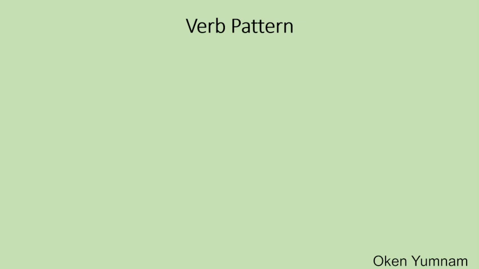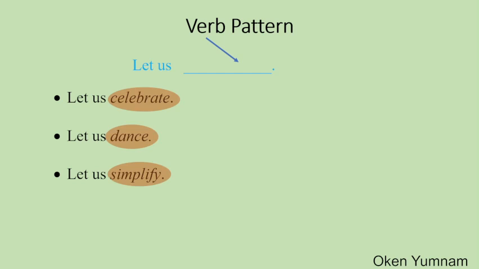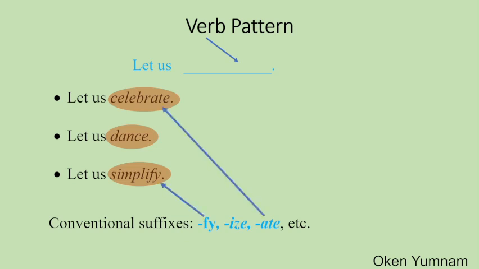And what pattern do they follow? They follow this pattern: Let us, and a verb comes here. Examples here: let us celebrate, dance, and simplify. These three words, celebrate, dance, and simplify, are what we call verbs. Any verb can fit in this pattern: let us followed by a verb. Let us eat, let us play, like that. And conventional suffixes for verbs are given here. Two are already in the examples here.